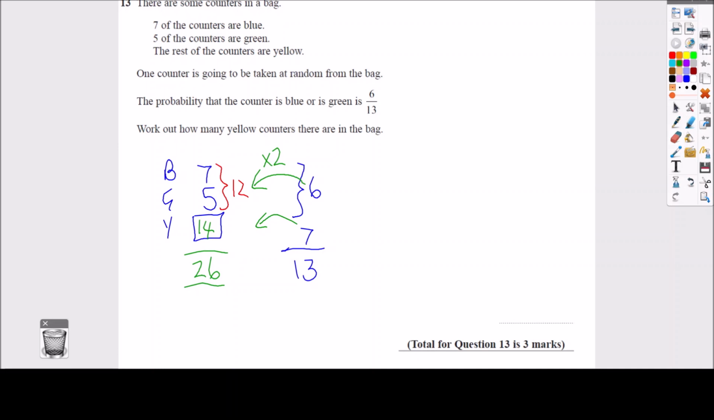Okay, so just to recap on that, we've got 7 blue, 5 green, which is 12. 12 out of a total of 26 is the same ratio as the probability of 6 over 13. So to answer the question, work out how many yellow balls there are in the bag. There are 14 yellow balls.